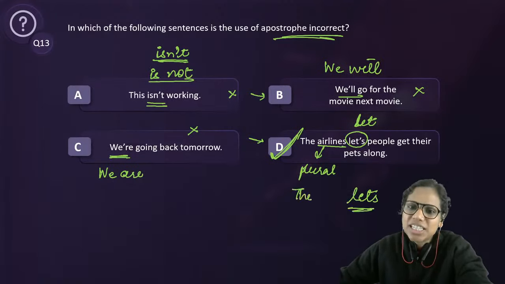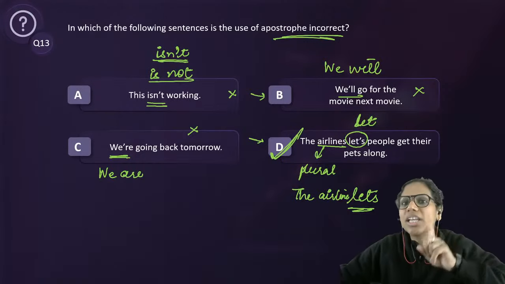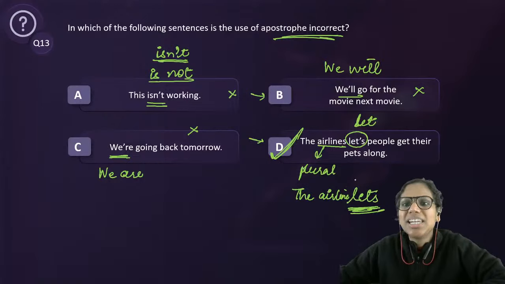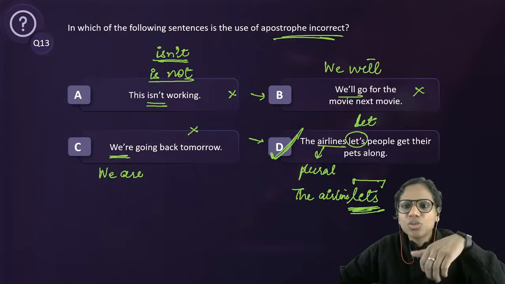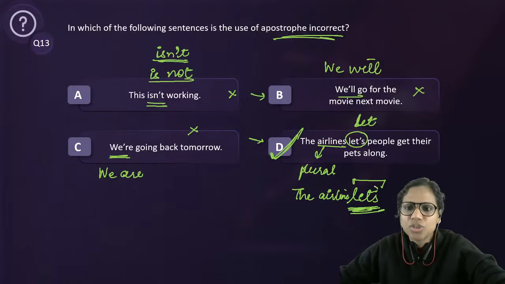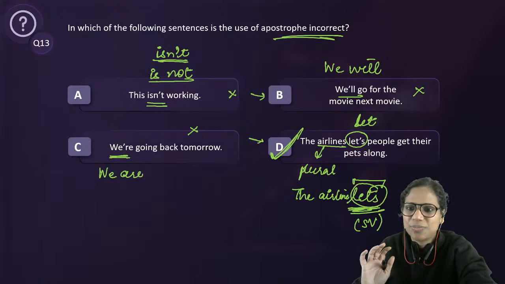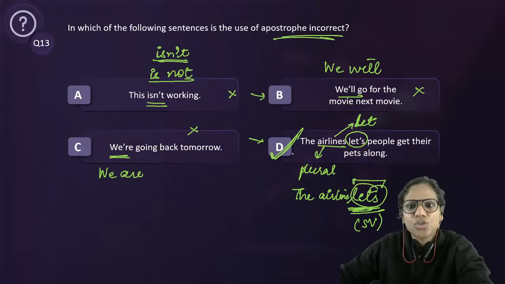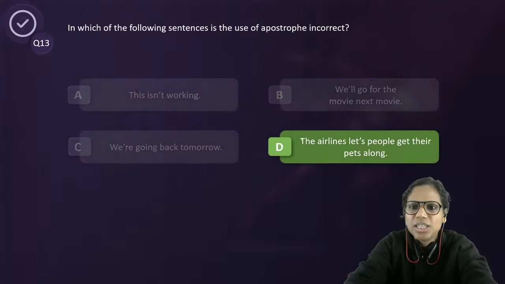Moreover, even if, let's say, this sentence were 'the airline', even if I were talking about just one airline, then also I would say lets. No apostrophe here. This is not showing any possession. There is no contraction. It's simply a singular verb. So lets, let's, even in that case. And here let. So D is the problematic one. Very easy question because airlines was plural.